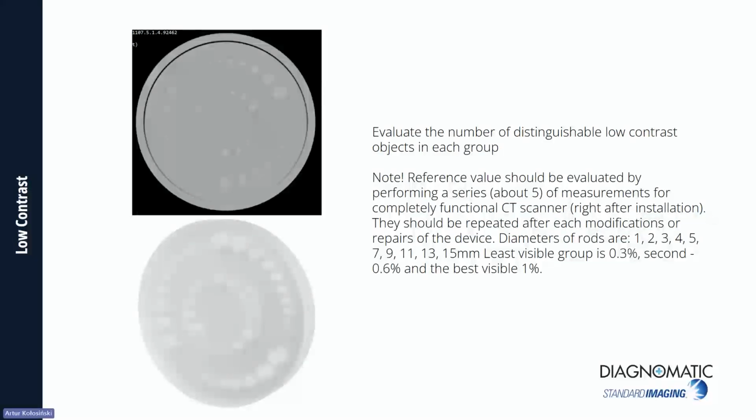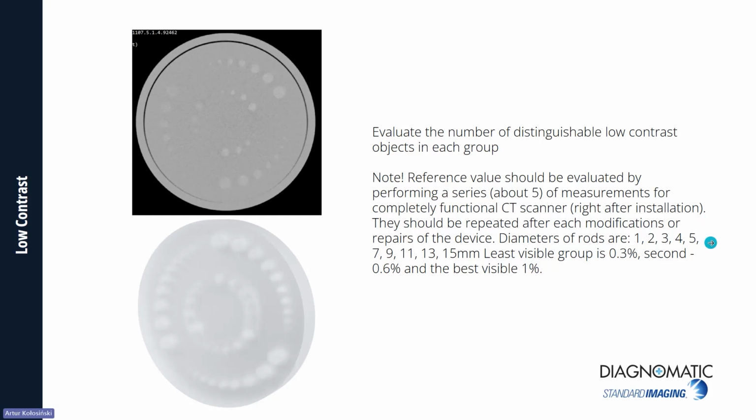We have a low contrast module to evaluate the number of distinguishable low contrast objects in each group. But please note that reference values should be evaluated by performing a series of about 5 measurements. So each day we should make the check, and they should be counted as a base check. Then when we make the routine testing, the constancy check, we refer to the base tests, and then we can see if there are any deviations.